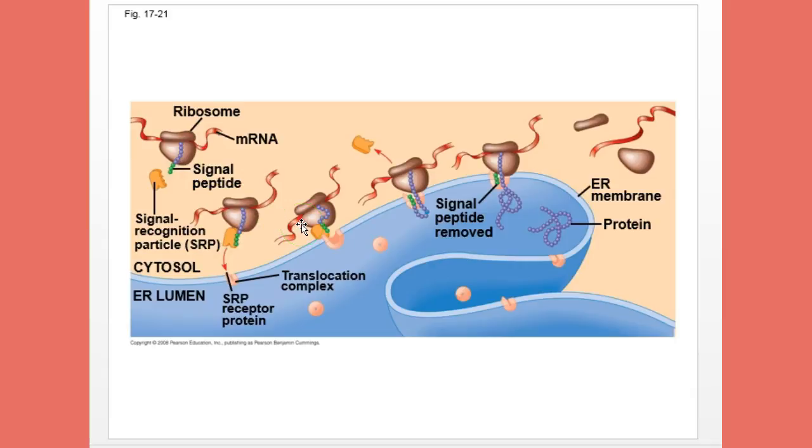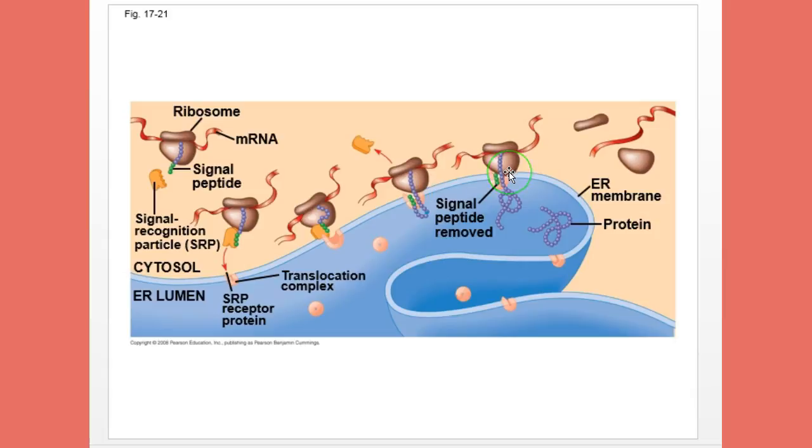The SRP binds to the receptor protein in the ER membrane. The receptor is part of a protein complex that has a membrane pore and a signal cleaving enzyme. Here the SRP leaves and the polypeptide synthesis resumes with its simultaneous translocation across the membrane. The signal peptide stays attached to the translocation complex.